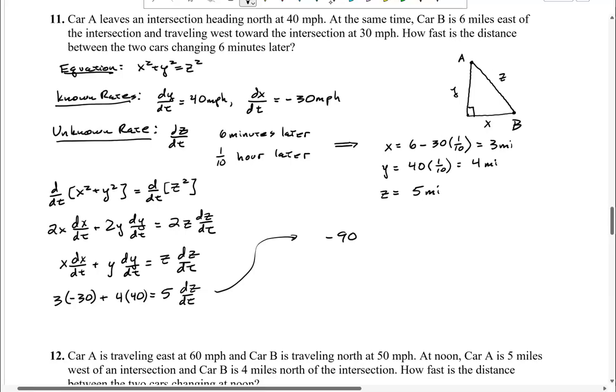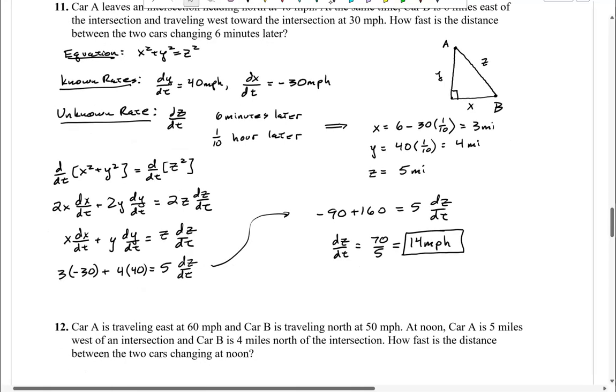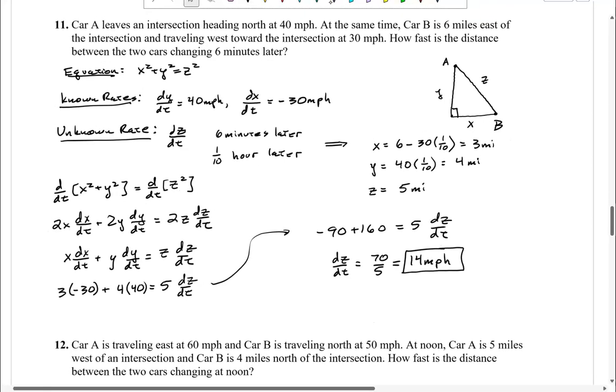So that's negative 90 plus 160 equals 5 dz/dt. That will give us dz/dt equals 70 over 5, which is 14 miles per hour. Pause the video, do number 12.